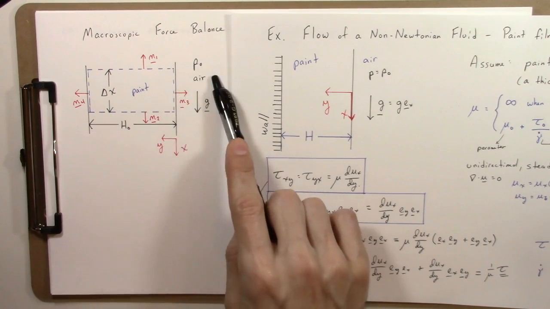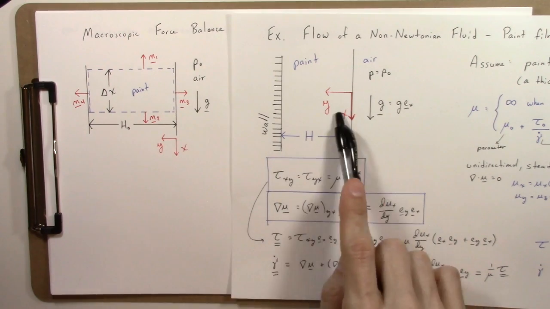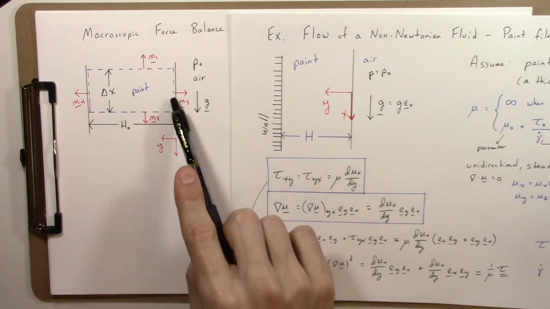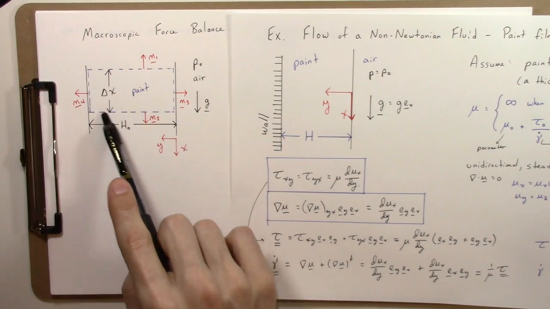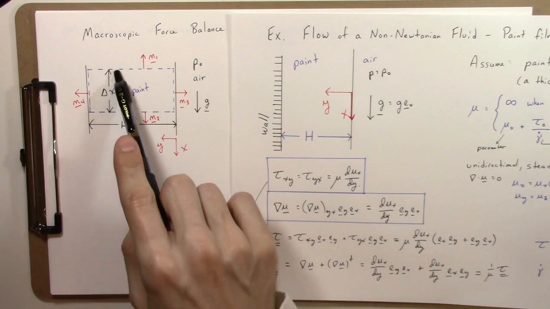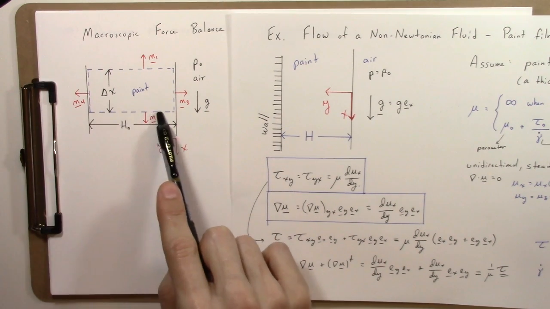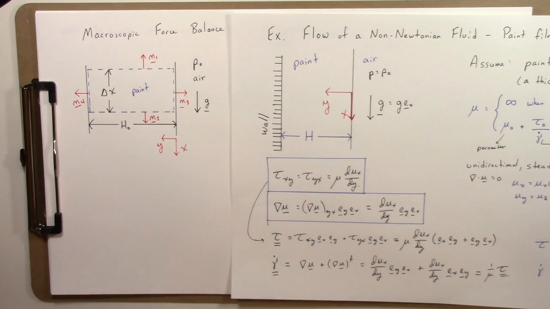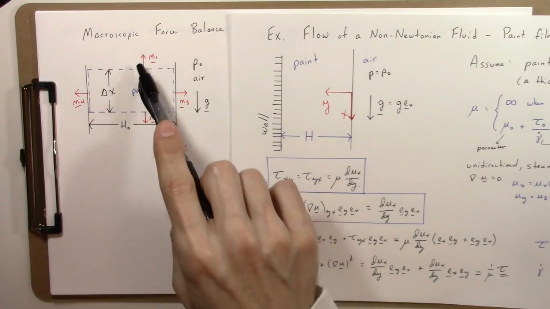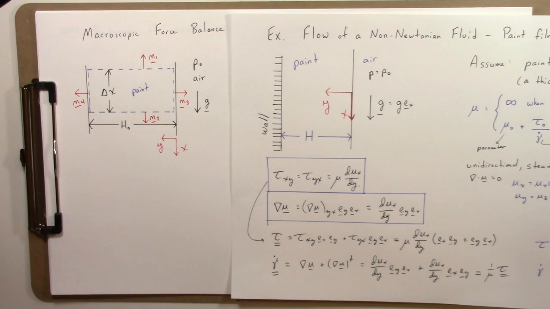We have paint, we have air, gravity directed down, coordinate system is the same as we had before, and I've drawn the outward normal vectors around our control volume. So our control volume has thickness delta x in the x direction, it's h naught in the y direction, and then we just assume 2D flow so we can ignore z. And we always want the outward unit normal vector.